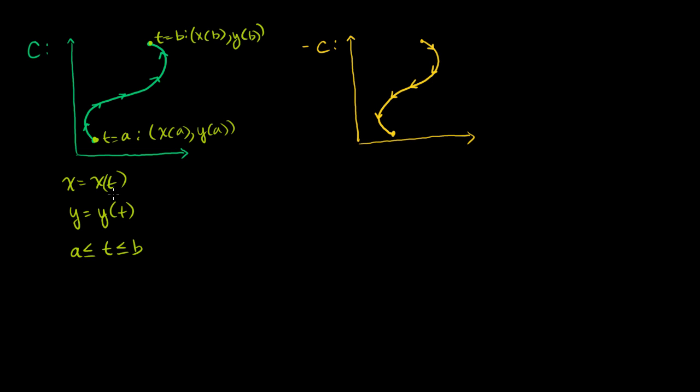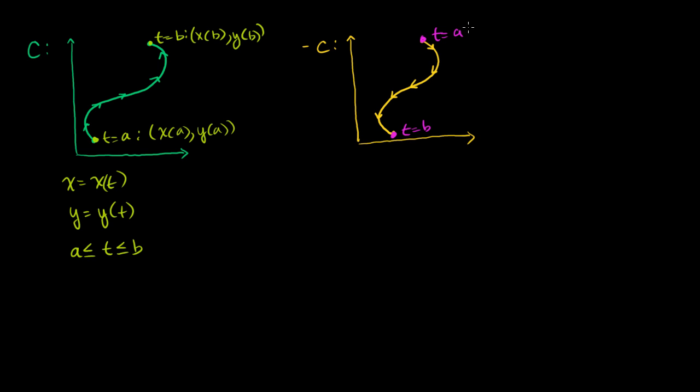Now, given these functions, how can we construct another parametrization here that has the same shape but that starts here? So I want this to be t is equal to a. Let me switch colors. Let me switch to maybe magenta. So I want this to be t is equal to a. And as t increases, I want this to be t equals b. So I want to move in the opposite direction.